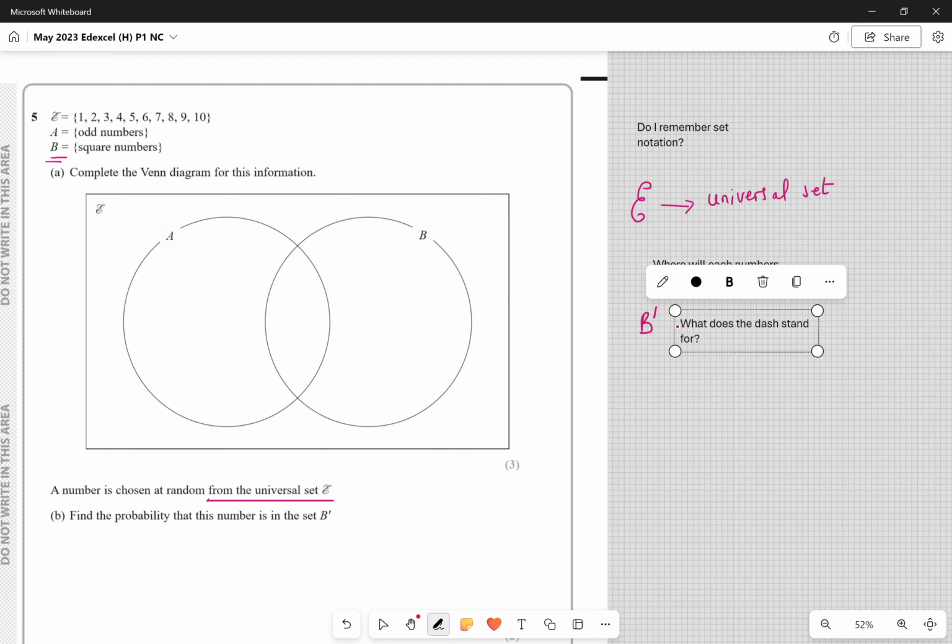Okay, so we know that E is the universal set. You're going to have to think about the odd numbers, the square numbers, where each of them is going to go, where each of those numbers from the universal set is going to go within your diagram. And then you're going to have to work out the probability of the numbers in the set B dashed. But first of all, you're going to have to think about, what does B dash mean? It's obviously not B, so what does it mean? Pause the video, think, try the question, and then come back and we'll do the question together.